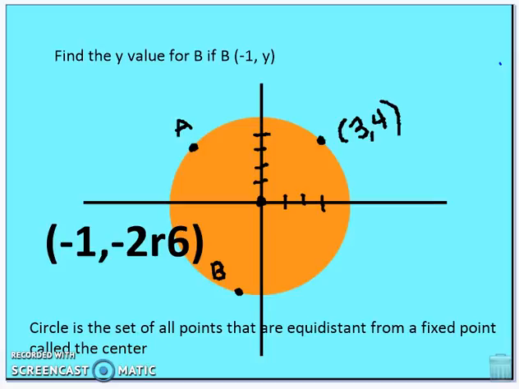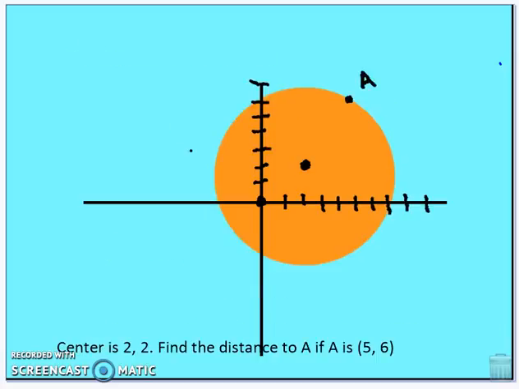All right, so y ends up being negative 2 root 6. So negative 1, negative 2 root 6 ends up being your coordinate for B. All right, moving on. So now I'm going to shift the center off the origin, 0, 0. Center is now 2, 2. Find the distance to A if A is 5, 6. So I want you to use a distance formula again to calculate that value.